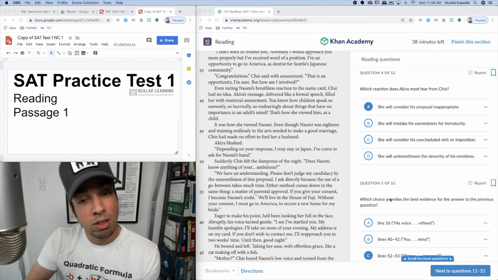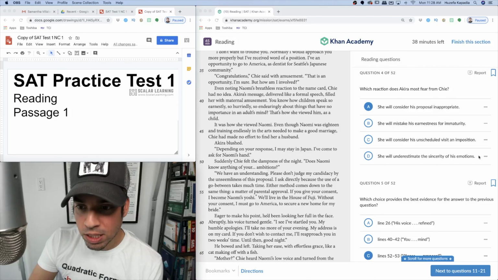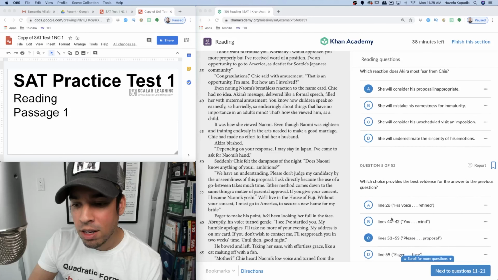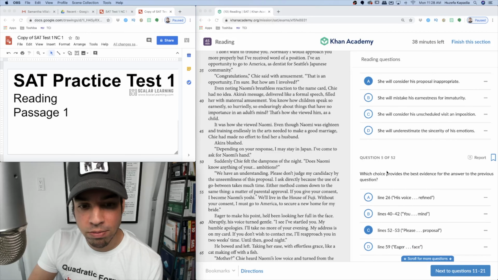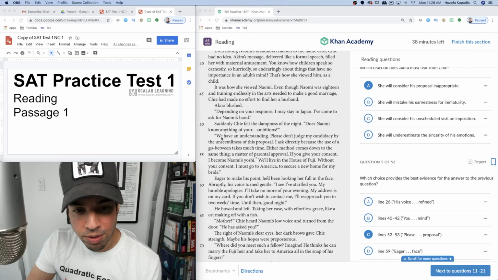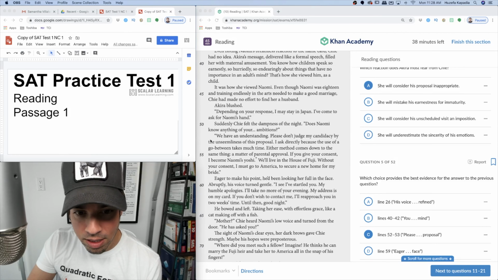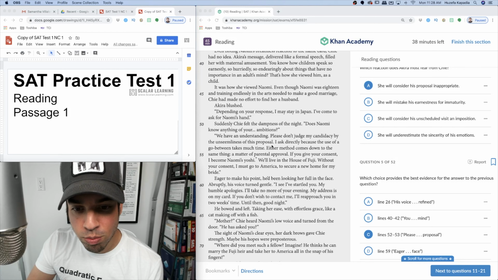If not, you might be like, okay, let me rethink this. So his biggest fear is that she will consider his proposal inappropriate. And let's go straight to lines 52 and 53 for that support. So it says here in 52, "We have an understanding. Please don't judge my candidacy by the unseemliness of this proposal."